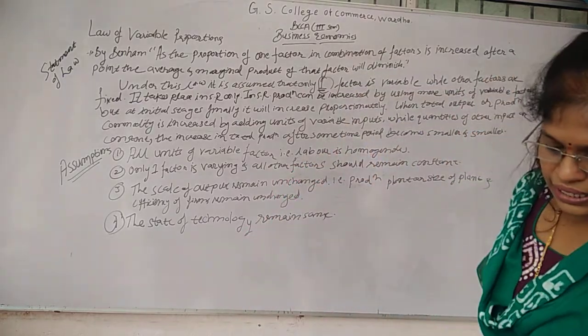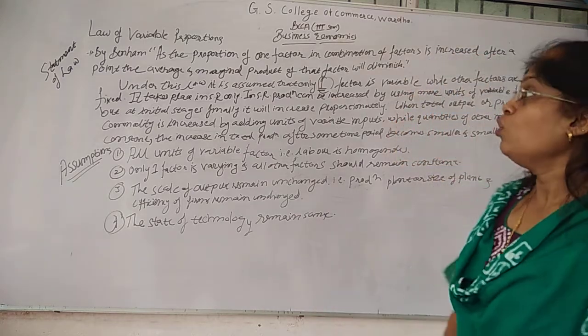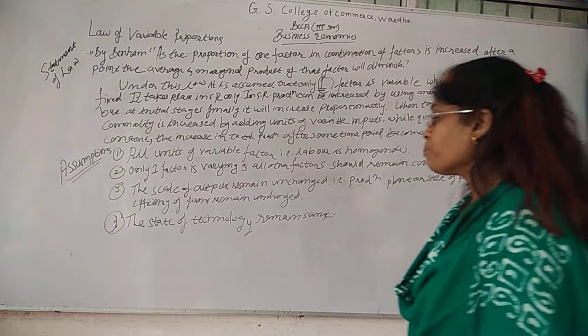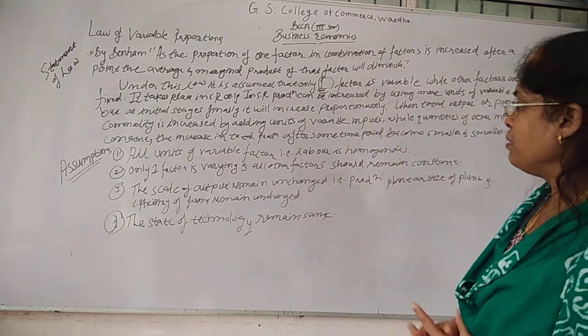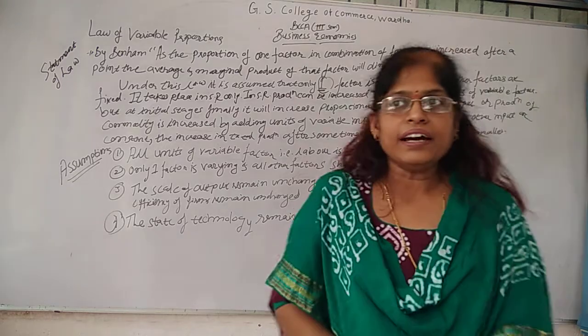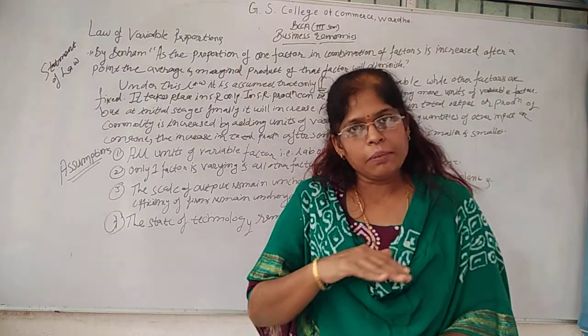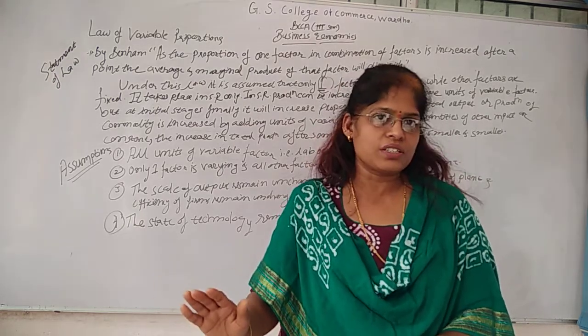Now we will see the assumptions. What are the assumptions? There are only 4 assumptions for the law of variable proportion. Assumption number 1 says, all units of variable factor, that is labor, are homogeneous. Here it means the labors which are employed for the production should be homogeneous.